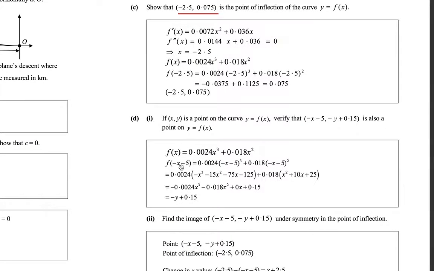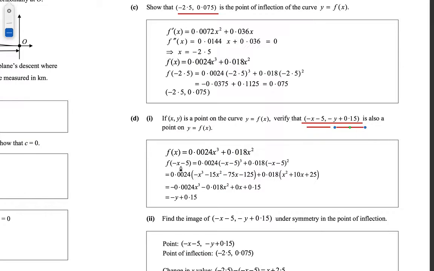So, part D here. If xy is a point on the curve, verify that this point here is also a point on it. Verify means that you can use the information they've given you to prove it. So this is our function. And the easiest thing to do is to plug these values in. So plug these values in and show that if you plug this in, it equals this.